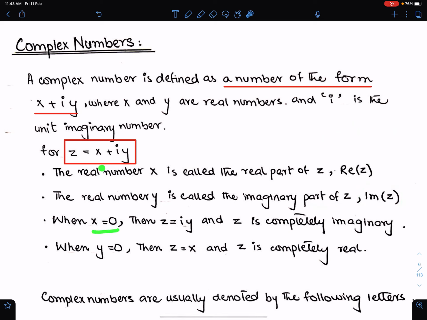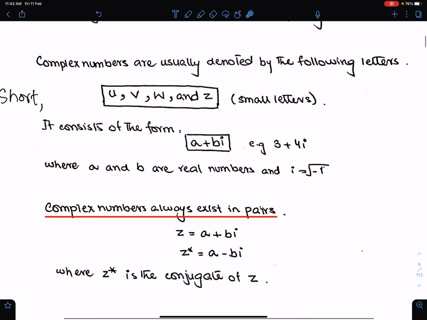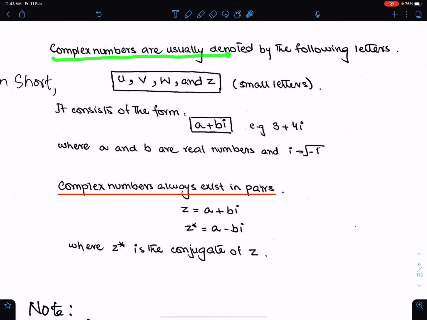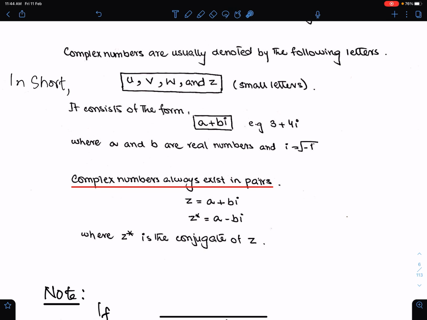When x is 0, then z is iy and z is completely imaginary. Whereas when y is 0, then z is equal to x and z is completely real. Complex numbers are usually denoted by the letters u, v, w, z, and all these letters are small. In short, we can say complex numbers consist of the form a plus bi, where a and b are real numbers and i is under root minus 1. For example, 3 plus 4i.